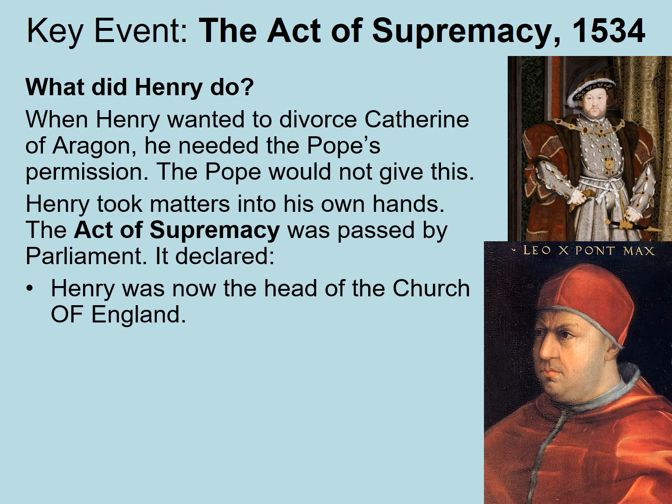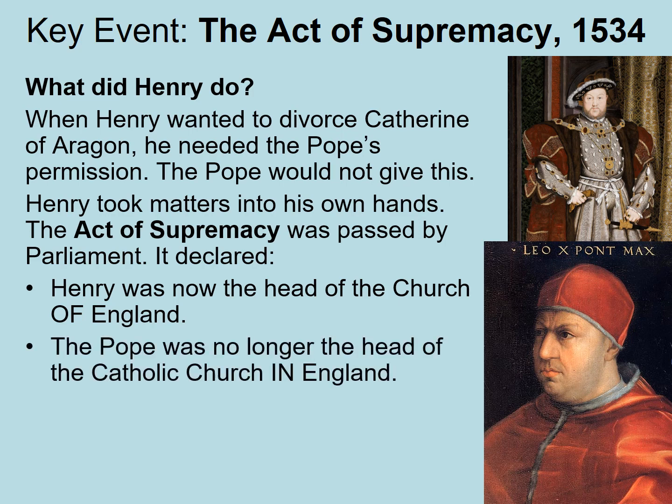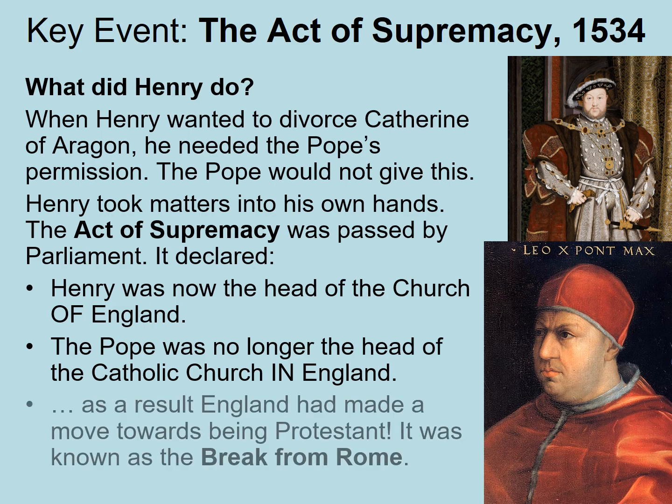The Church of England, as we understand it today, didn't exist before this point. Previously, the Pope had been in charge of the Church in England, so the Pope was no longer the head of the Catholic Church in England. Henry had effectively got rid of the Catholic Church. And as a result, England had made a move towards being Protestant. This was known as the break from Rome, because the Catholic Church and the Pope was based in Rome.